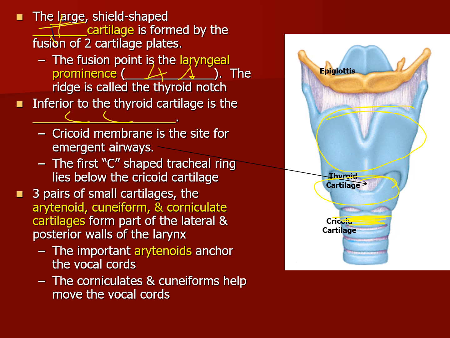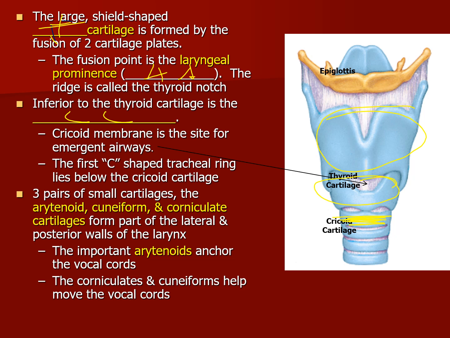I will repeat that again. The only complete tracheal ring is your cricoid cartilage, right? So right below the cricoid cartilage is your first C-ring. After this, that's where we get below the cricoid cartilage. That's sort of where your vocal cord area would be. And so now we're starting to get closer to the lower airway.